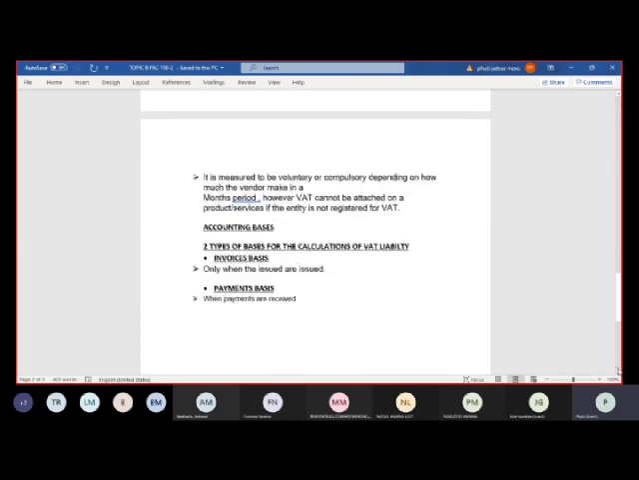So I'm going to move towards your accounting basis. So we've got 2 types of basis for the calculation of the VAT liability, which is the invoice basis, and the other one is the payment basis. So the invoice basis says that when the invoice, actually I was supposed to say only when the invoice is issued, it will occur under your invoice basis. But when the payment is actually received, then it will be under your payment basis.